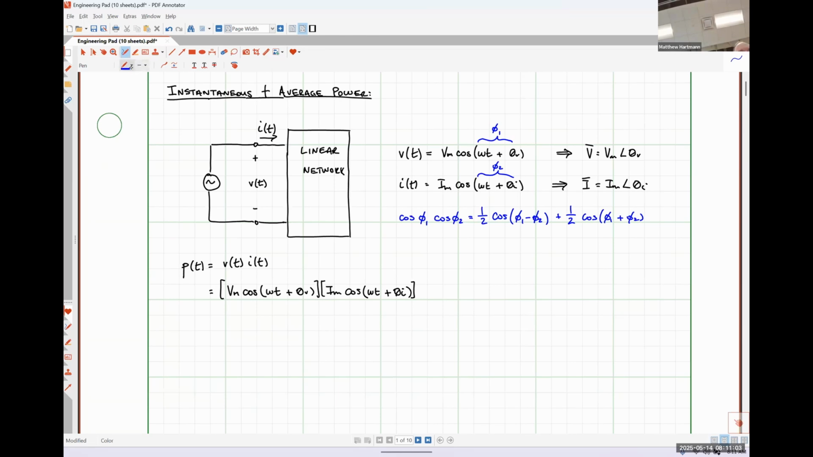So if I apply this trig identity, what I'll wind up getting is the following relationship. I will have 1/2 Vm times Im cosine theta v minus theta I plus 1/2 Vm times Im cosine twice omega t plus theta v plus theta I.